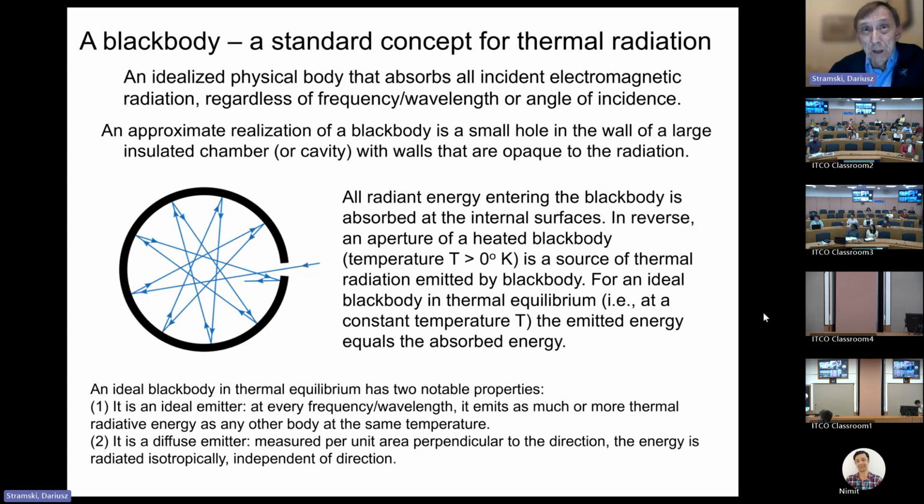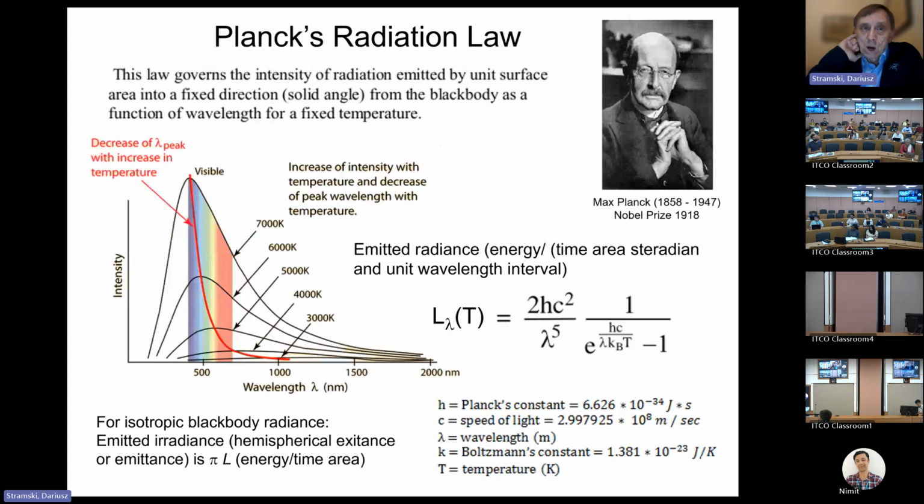So not all bodies are black bodies, because some bodies can transmit or reflect radiation. They would be referred to as gray bodies. But this idealized concept is such that it emits as much or more thermal energy as any other body at the same temperature. The thermal radiation of a black body also possesses the characteristic of a diffuse emitter, so the radiation is isotropic, independent of the direction. And this concept, although idealized, was very important, because it provided a basis for theoretical explanation of thermal radiation, and this theoretical explanation was provided by Max Planck in his work in 1901.